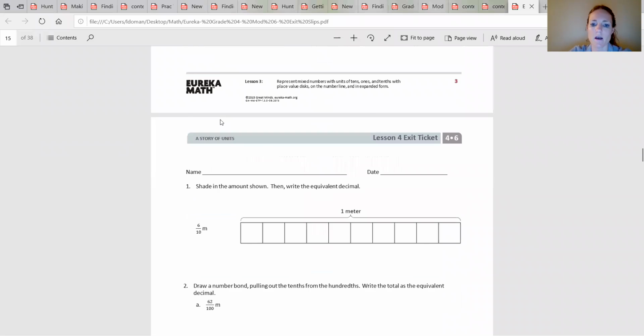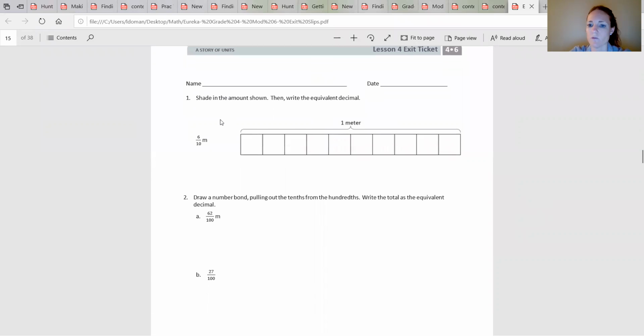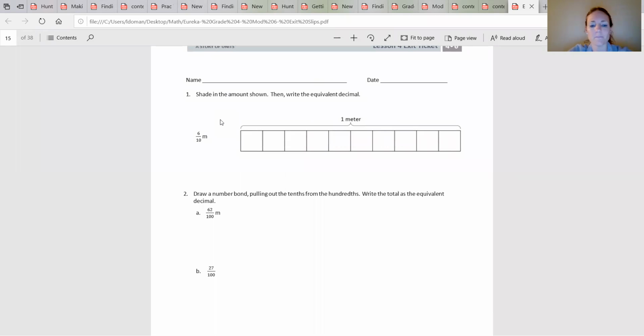So now we are on the exit ticket lesson number 4, and this is the last one of the day. Okay, so number 1, shade in the amount shown, then write the equivalent decimal. Okay, 6 tenths. 10 is representing how many are total. 6 is representing how many are shaded. You can do that. Good luck. Then I want you to write it as a decimal. So 6 tenths, go ahead and write that as a decimal.